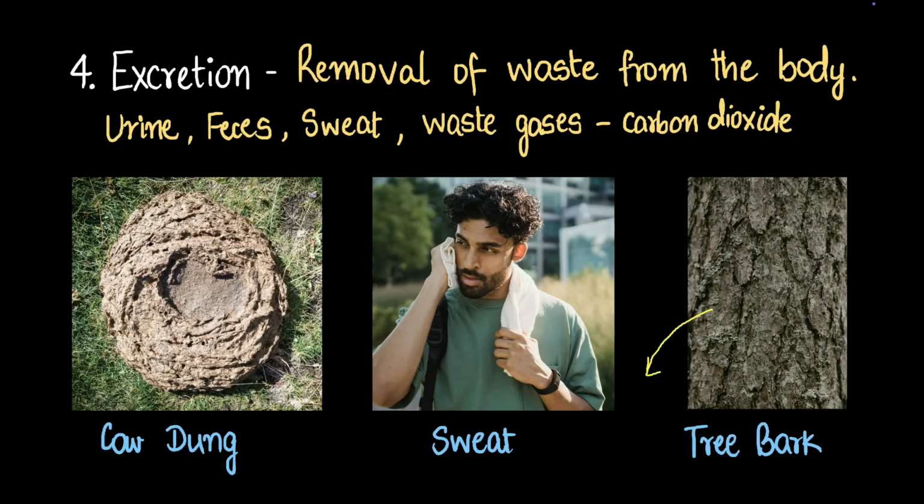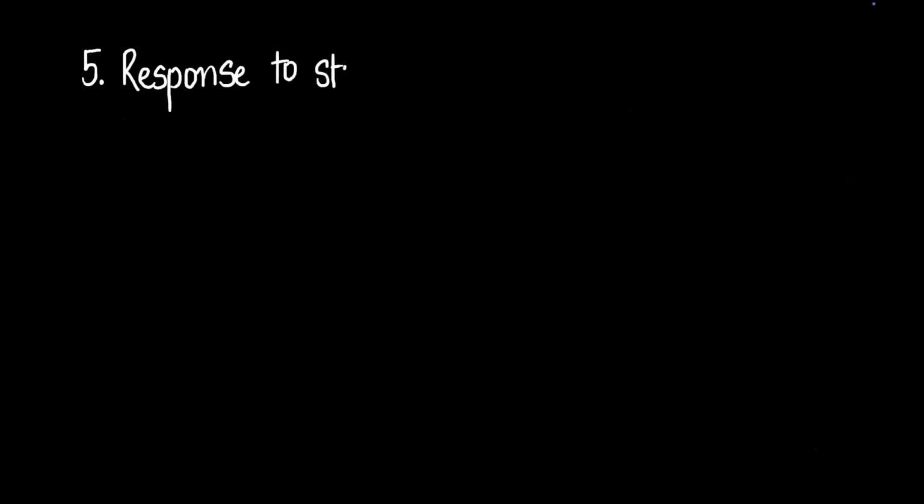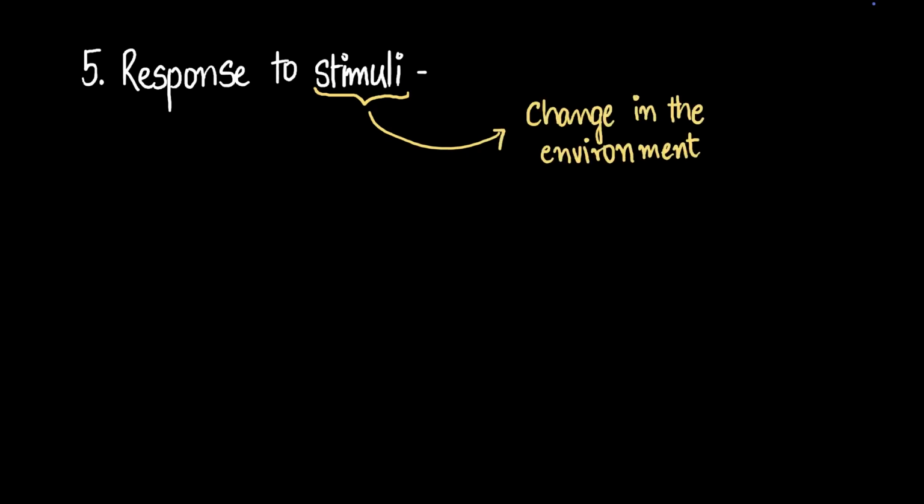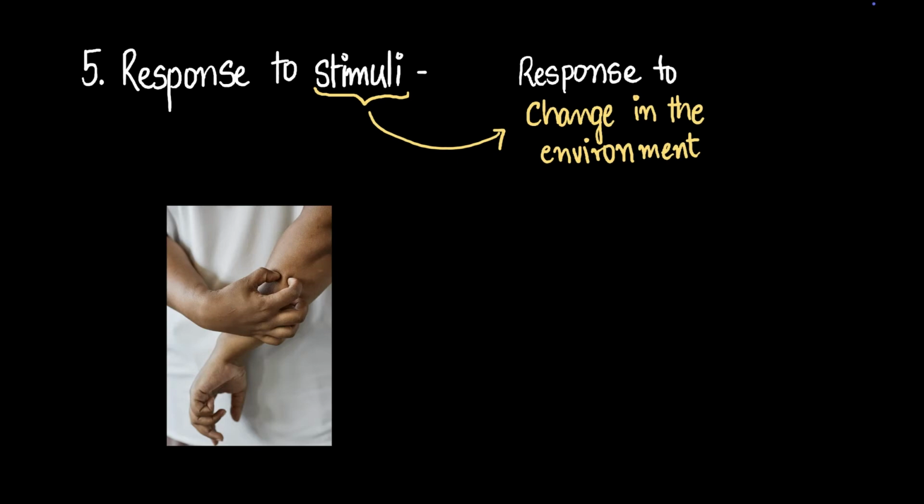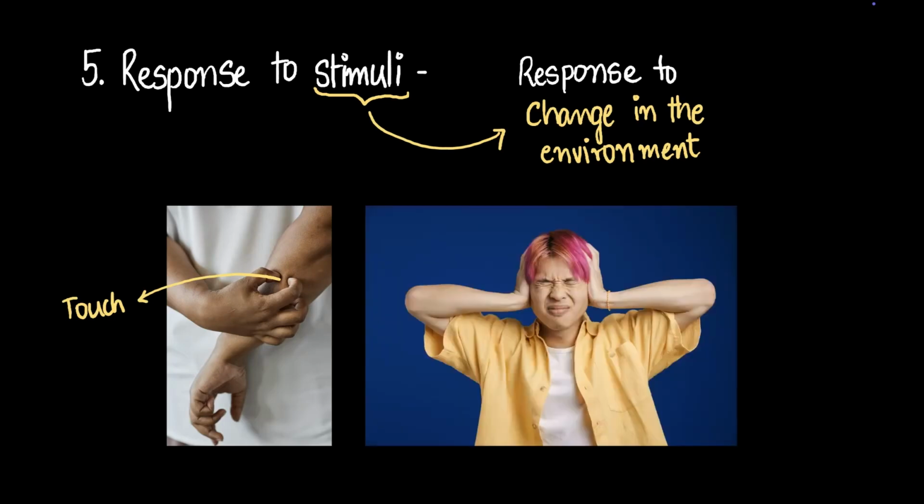The next characteristic we'll discuss is response to stimuli. Stimuli is nothing but a change in the environment. Now, there could be different types of changes in the environment, and we would usually respond to those changes. And that's basically response to stimuli. For example, if someone pinches you or you pinch yourself, there's a change in the environment in terms of touch, right? And that will cause you to react, right? If someone pinches me, I would most probably yell at them, right? And if someone in the background is yelling, maybe the change in the environment in terms of sound may make me block my ears.